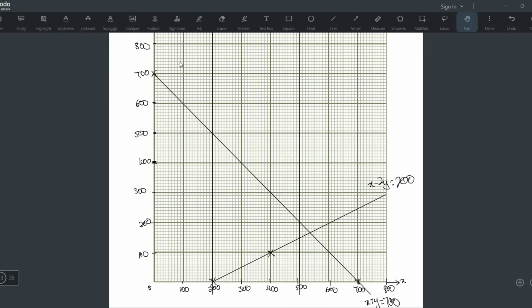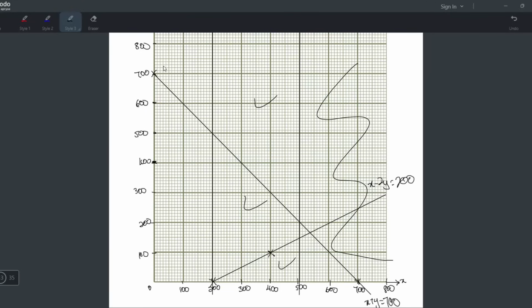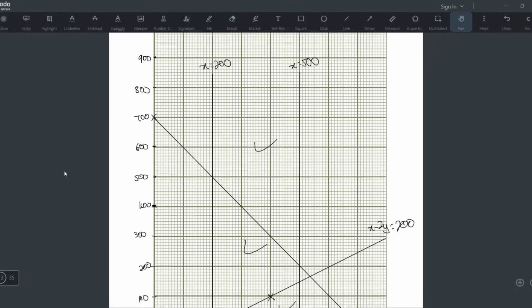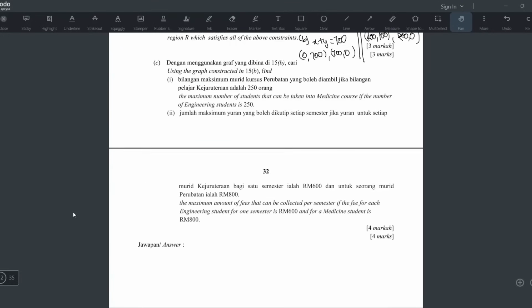Okay, I already know it will be in between these two lines. So it is either here or here or here. Cannot be here, cannot be here. Tak mungkin. Tak mungkin. Because they already said x has to be bigger than 200, x has to be smaller than 500, both at the same time. So it's definitely this one, or this one. But which one? Okay, you check the second inequality and the third inequality lah.